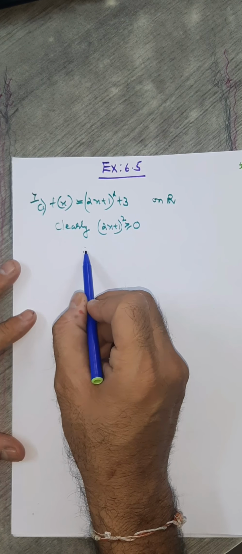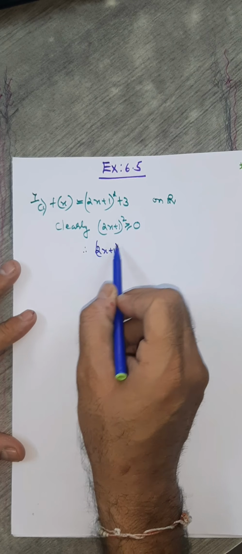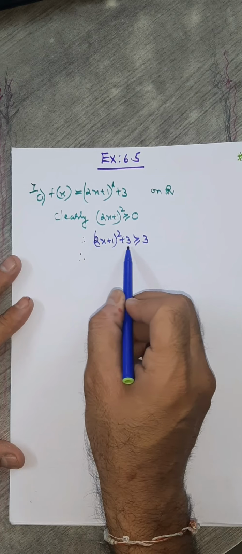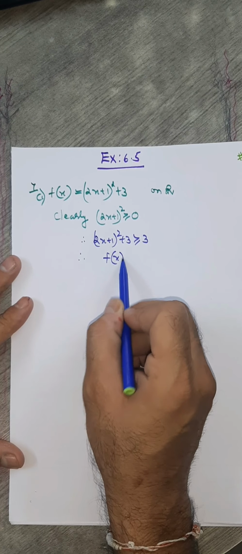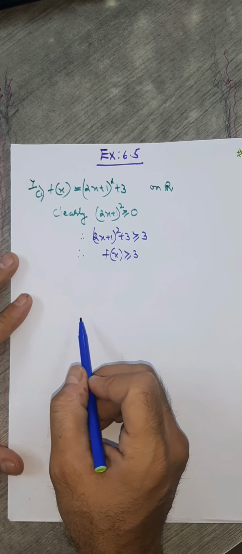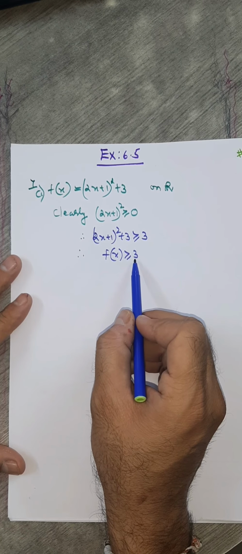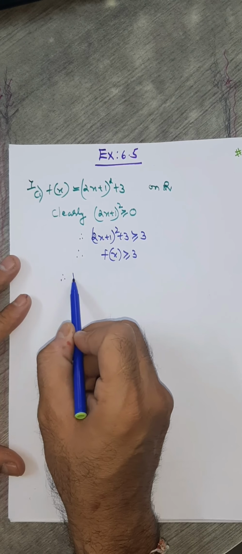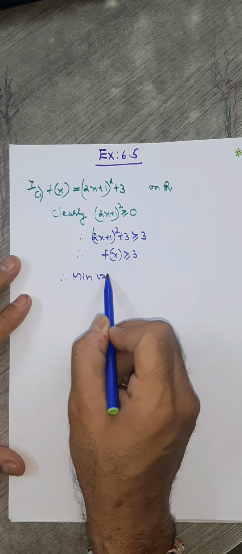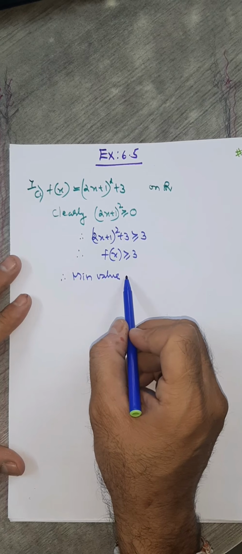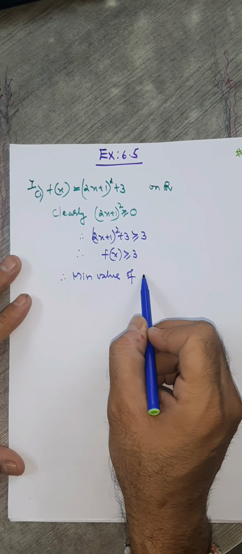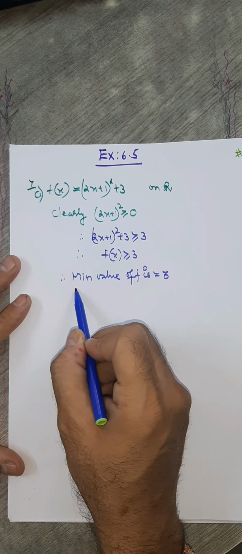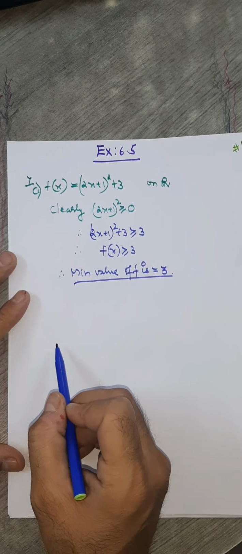I need plus 3. So (2x plus 1) the whole square plus 3 is greater than or equal to 3. Adding 3 on both the sides, this is f(x). So f(x) is greater than or equal to 3. That means the value of the function is always 3 or more than 3. What's the meaning of this? That means the minimum value of f is equal to 3. Minimum value of the function is 3, right?